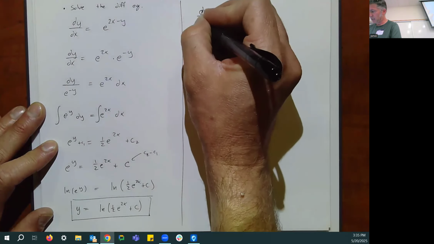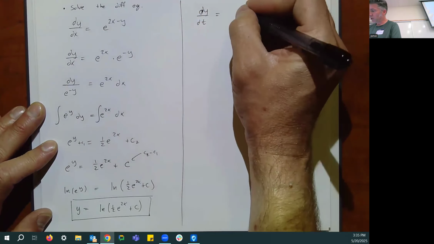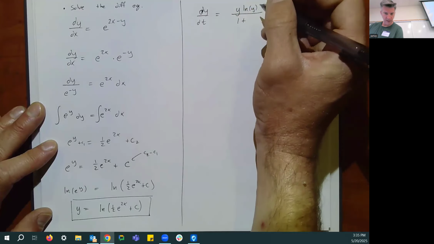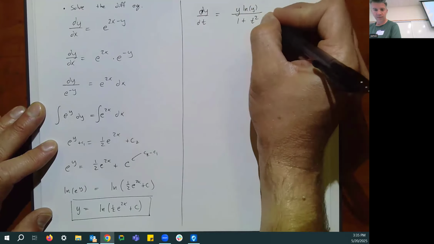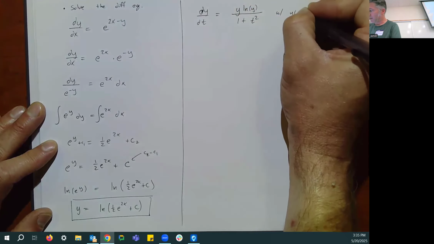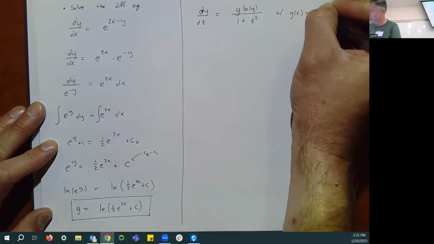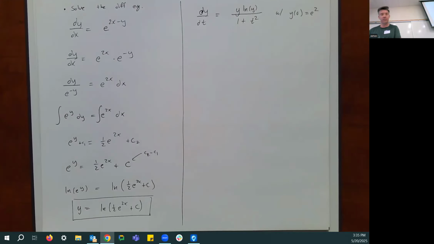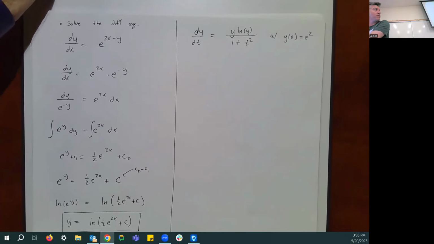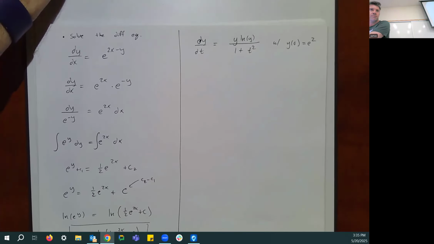dy/dt is equal to y times natural log of y divided by 1 plus t squared. And we're given the initial condition, y of 0 is equal to e squared. Whoops, can't quite see that. Apologies. Let me scooch this up a little bit. That'll be easier for me.